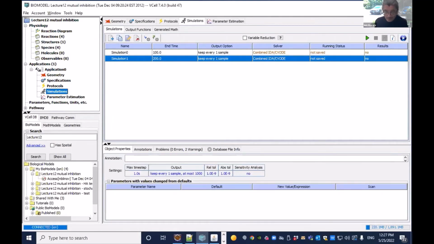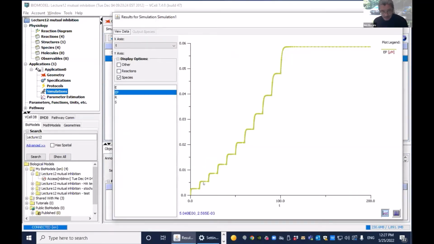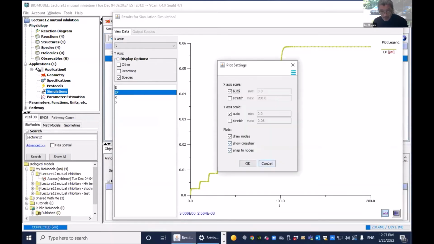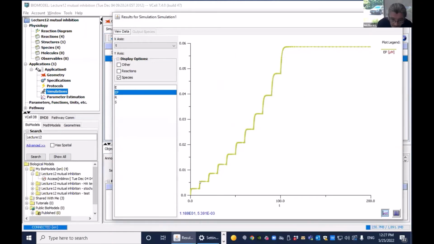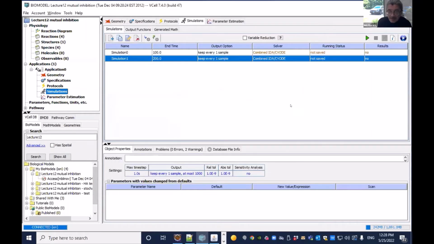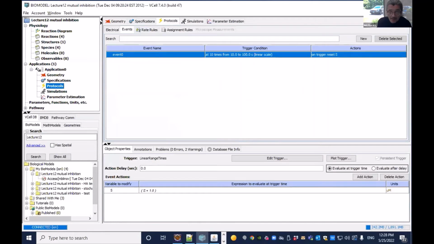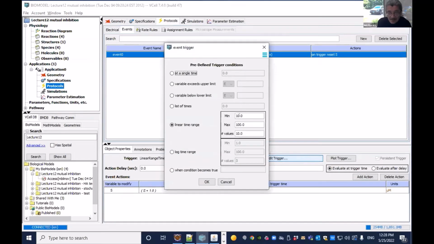Since it only takes about a second to equilibrate, oops, sorry. We can have the trigger fire more often and run everything for a longer time period. And edit this. Let's go for 1,000 seconds.